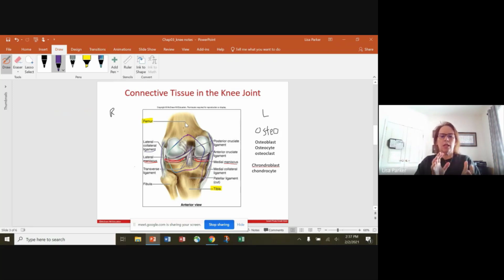Those ligaments connect bone to bone. So you can see a good example here, this lateral collateral ligament. It connects the femur to the head of the fibula. This medial collateral ligament connects the femur up here to the tibia. All right, so ligaments connect bone to bone. All right, there's ligaments inside the inner aspect here.